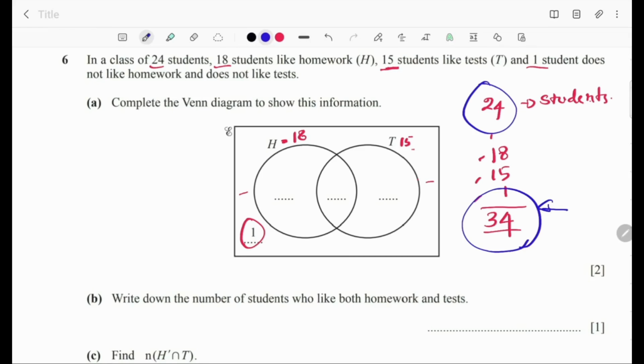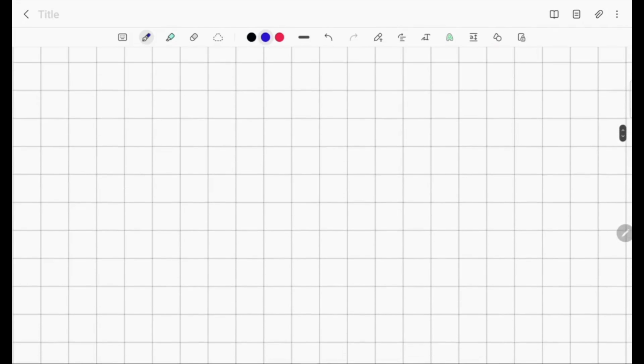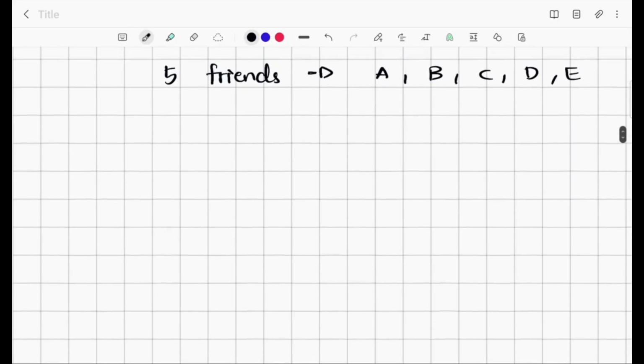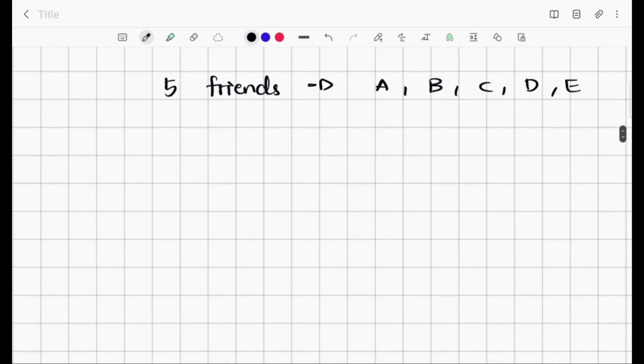Let me explain that with a short example. Let's say there are 5 friends called A, B, C, D and E, just to make you understand a bit logically. I'm using this example because when you understand things logically, it makes you remember the things forever. So this is just a small try to do that.